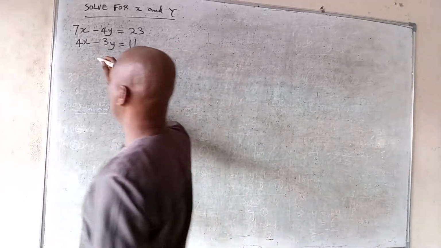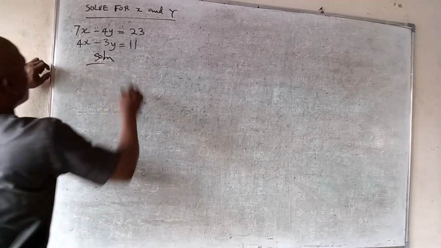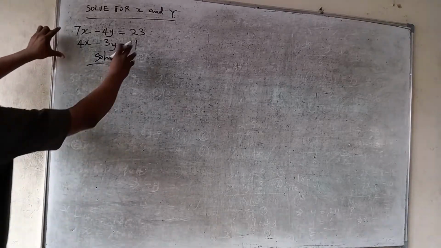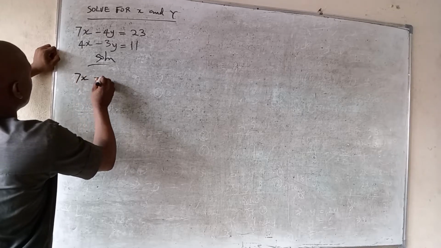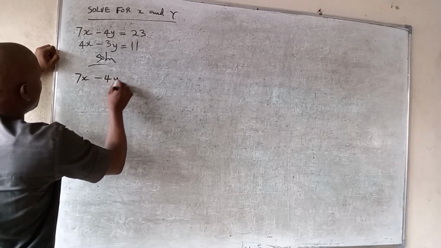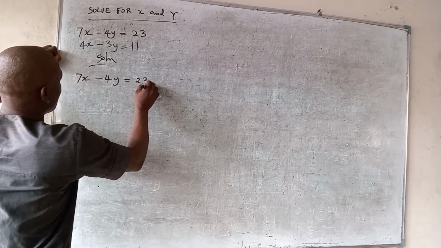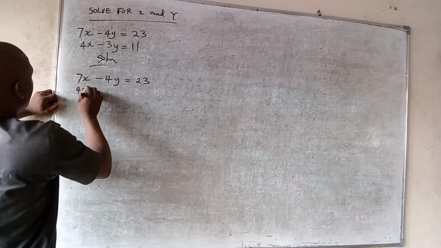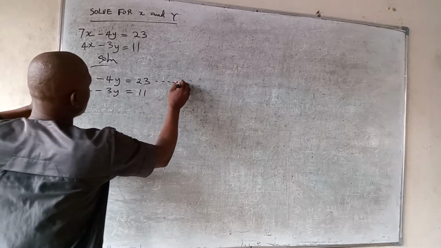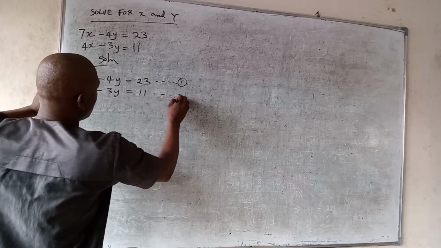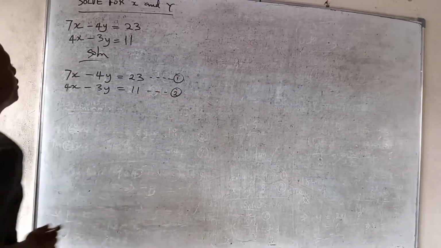So in solving this problem, you have to bring down the problem. You have to write down the problem as given. 7x minus 4y is equal to 23, 4x minus 3y is equal to 11. Call this equation 1 and this one equation 2.